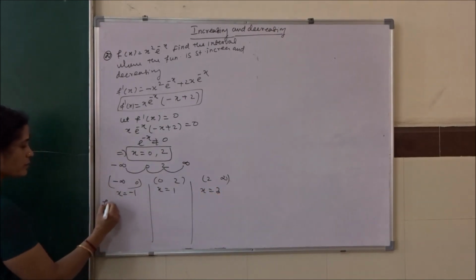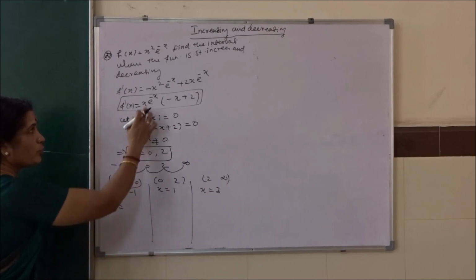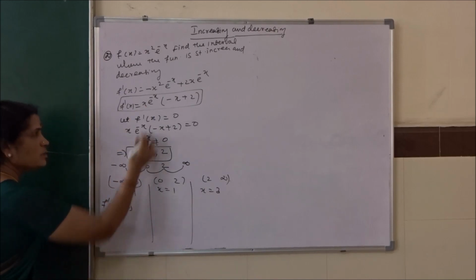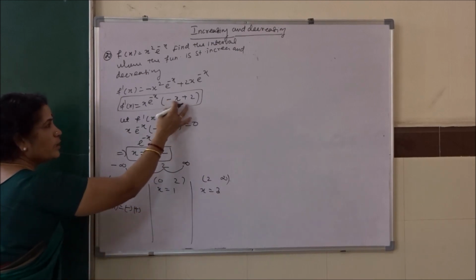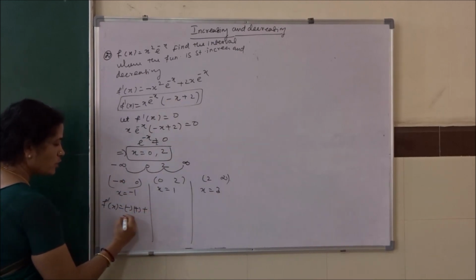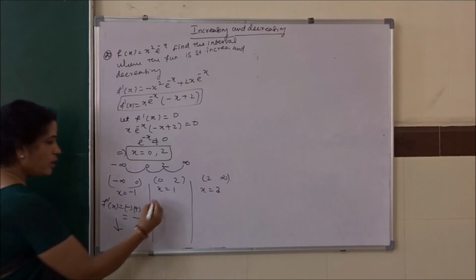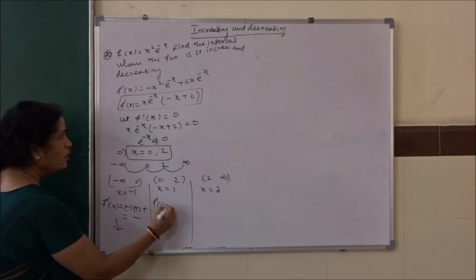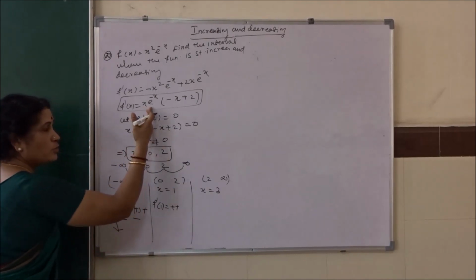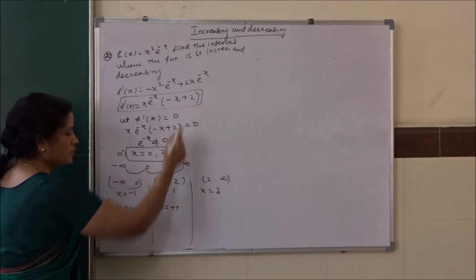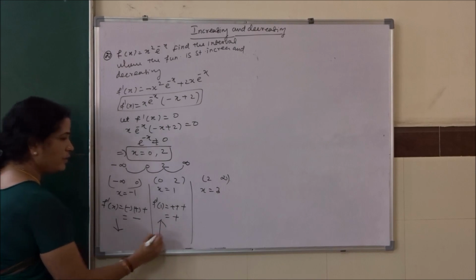Now f dash of x, just to check it, positive or negative. This is a negative sign, this is always positive. Am I correct? Now if I keep minus 1, minus plus, that becomes positive, we are getting negative, it becomes decreasing. Clear to you how to check? Now f dash of 1 is positive. First one is positive, next one is always positive. If I keep minus 1 plus 2, we are getting positive. So that is positive, it is increasing.